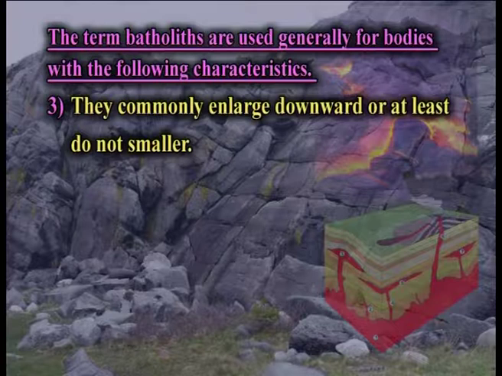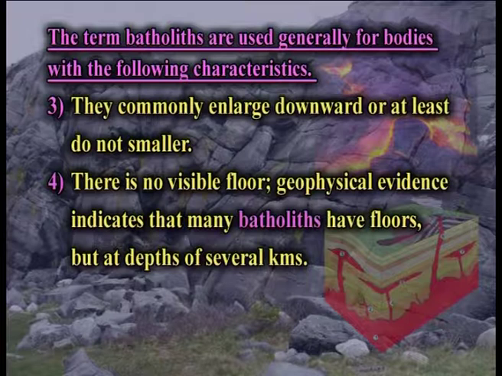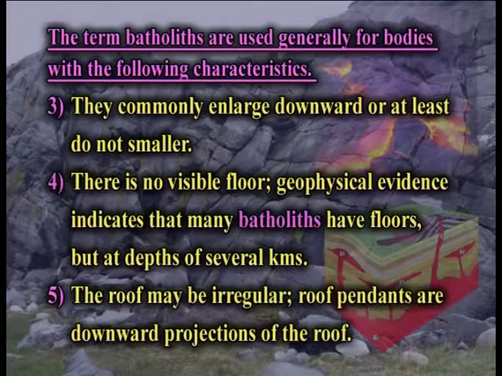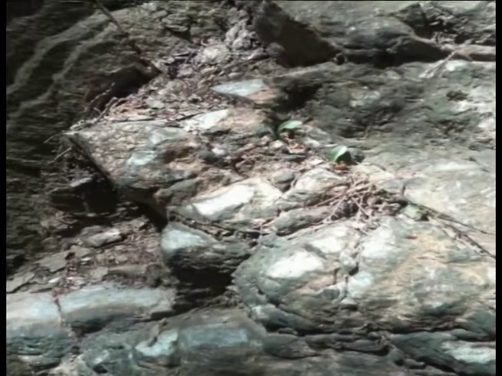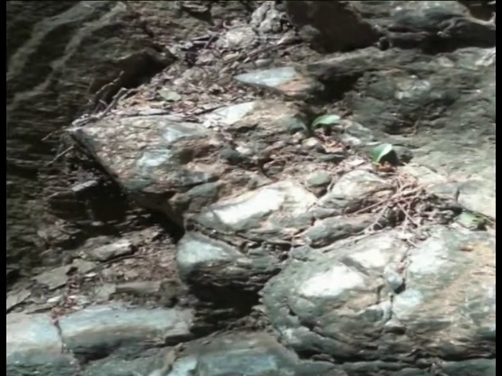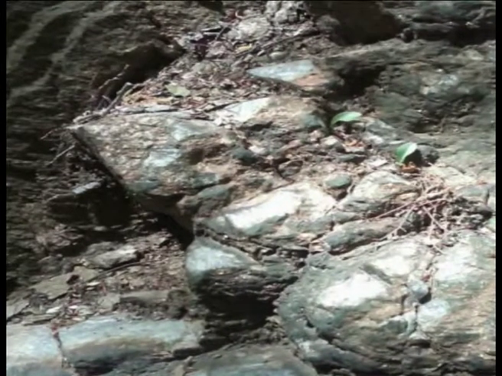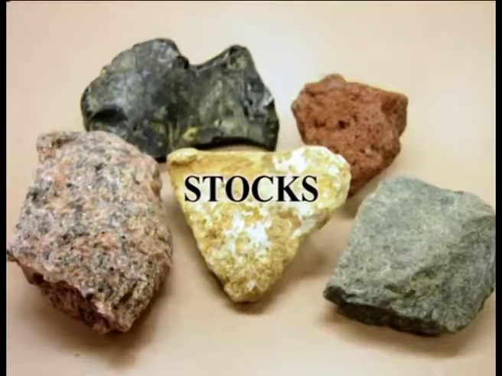Number 3, they commonly enlarge downwards or at least do not get smaller. Number 4, there is no visible floor. Geophysical evidence indicates that many batholiths have floors, but at depths of several kilometers. The roof may be irregular. Roof pendants are downward projections of the roof. Septa are the parts of the roof that lie between two different intrusions forming the batholith. Cupolas are isolated plutonic bodies that presumably connect downward with the main batholith.